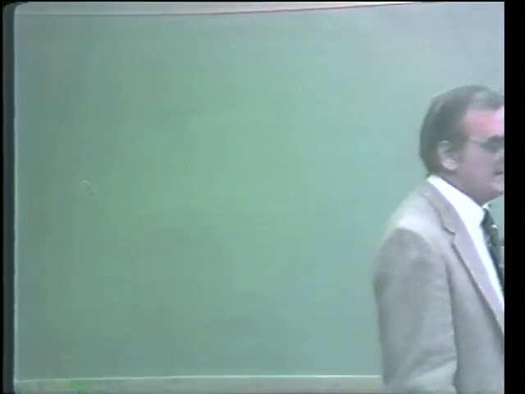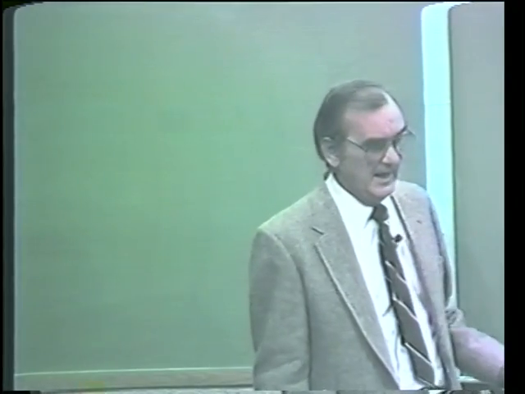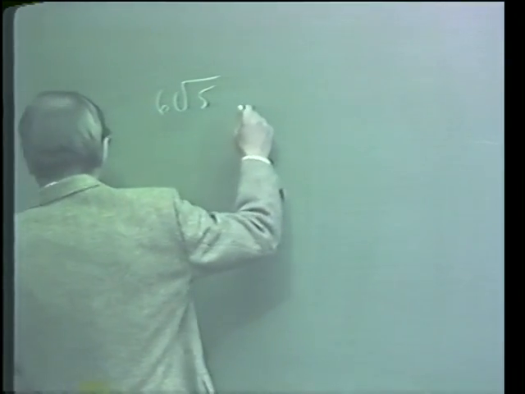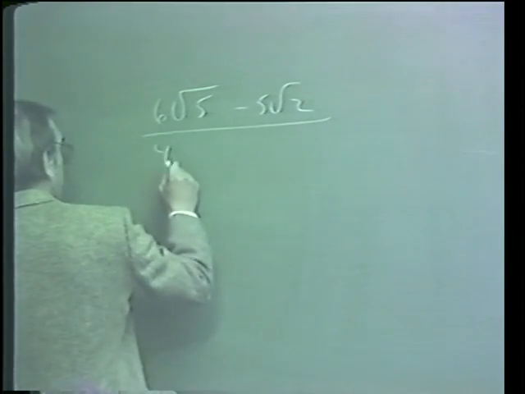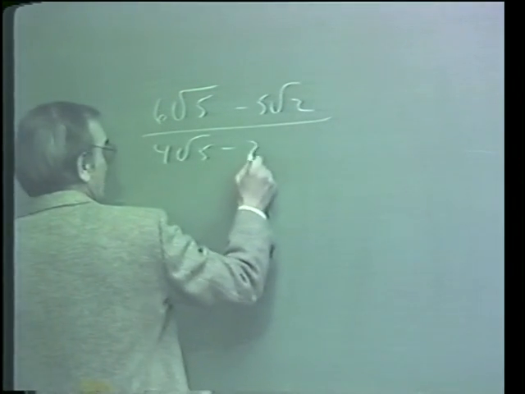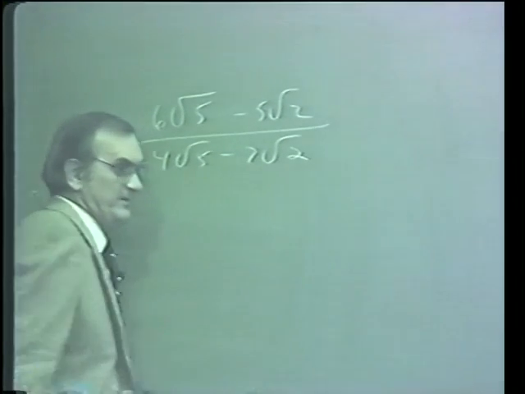Yesterday we went over rationalizing numerators and denominators of radical expressions. I'd like to do a couple of these today to make sure that everyone understands these. First one I'd like to do is this one right here. This is number 3 on your sheet.